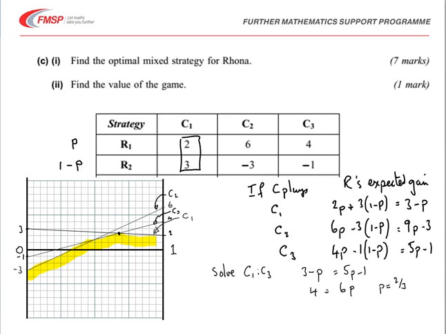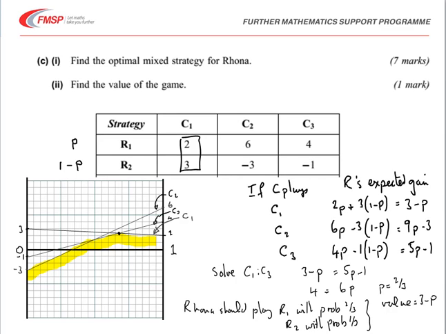So the mixed strategy for Rona is that she should play R1 with probability 2/3, and therefore R2 with probability 1/3. The value of the game that comes from that we can simply get by substituting the probability that we found into one of these equations. So the value of the game using 3 minus p, which is the first equation, is 3 minus 2/3, which is equal to 7/3, or 2 1/3 if you prefer.